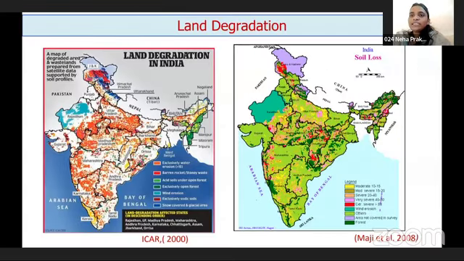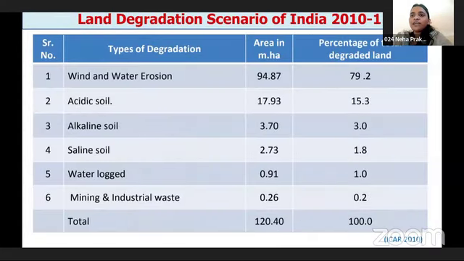Now come to the point of land degradation. There are many factors affecting land degradation, so let us consider the different factors. The first one is water and wind erosion. Due to heavy rain or heavy wind, there is loss of soil from one region to another. However, acidic soil is there due to the application of different acidic fertilizers, or the regions in the south where acidic soils are found. So this leads to land degradation.